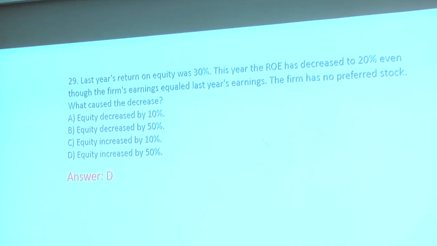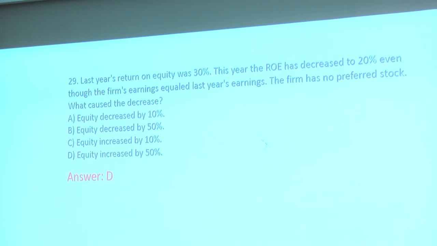Last year's return on equity was 30%. This year's return on equity has decreased to 20%. So far we have what? Last year return on equity 30%. This year return on equity 20%. What is return on equity? That's on you. Return on equity is net income divided by shareholders' equity. If you haven't learned this, it's okay. Once you learn chapter 4, you have this.